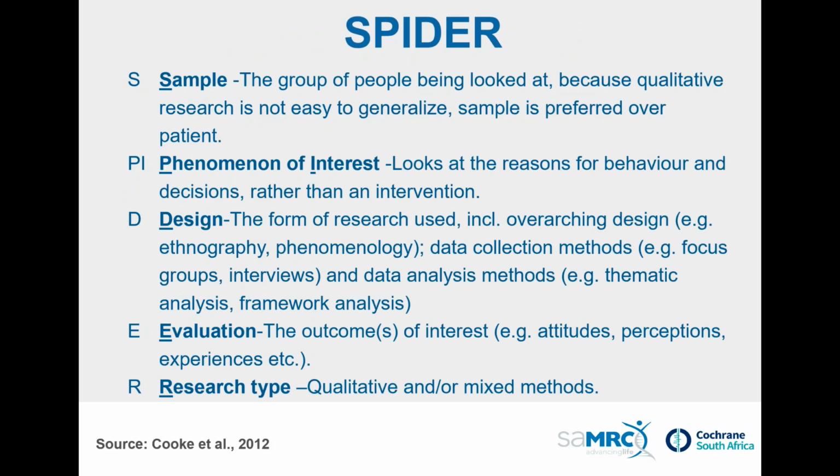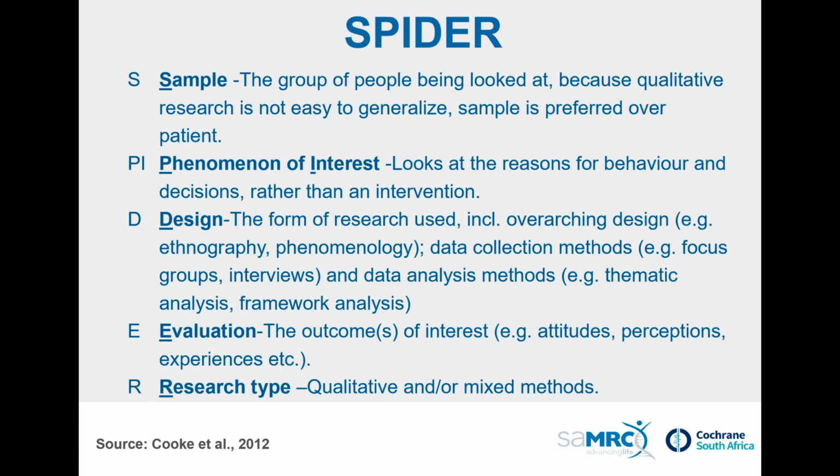So now let's look at another tool that's frequently used, which is called SPIDER. It's very similar to SPICE, but has some slightly different criteria and elements that you need to define. The first criteria is the sample, so the group of people you're looking at here. Now with qualitative evidence syntheses, because smaller groups of participants tend to be used, and because qualitative research is not always easy to generalize, the term sample is preferred over population or patient. The next criteria is, again, like with SPICE, phenomenon of interest. So that's really what you're focusing on.